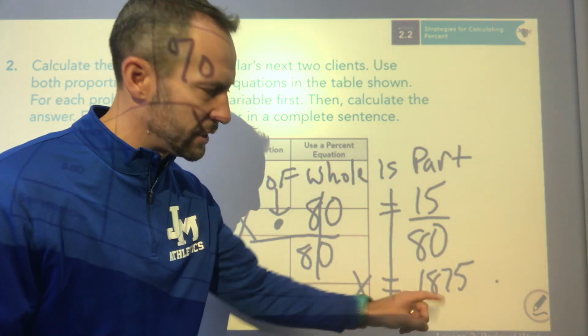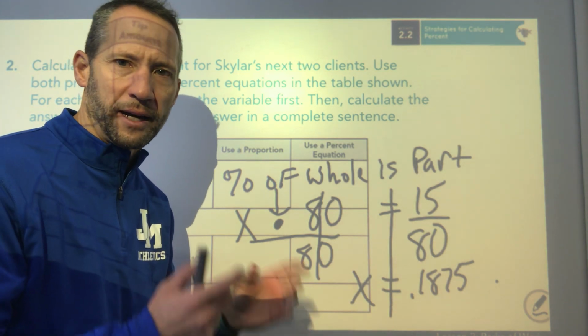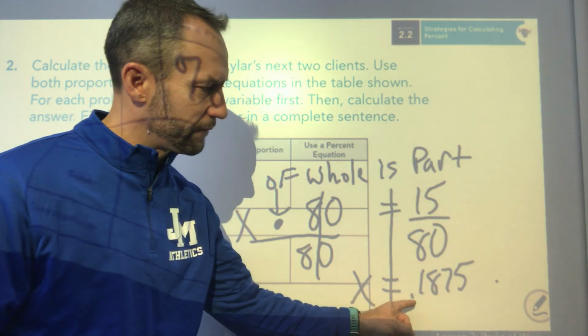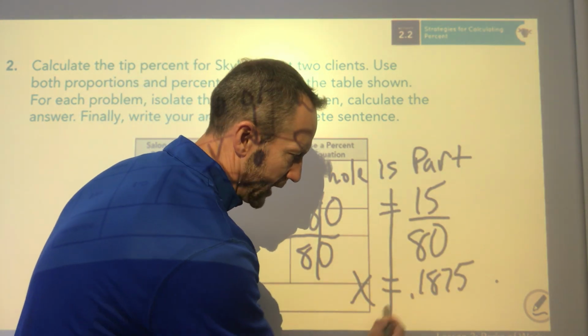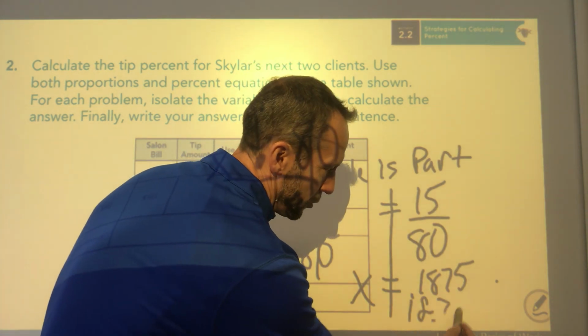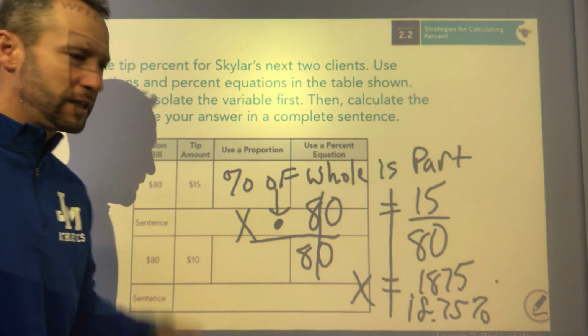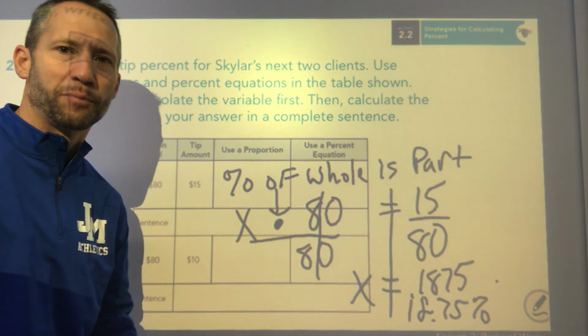Well, since I'm going from a decimal to percent, the math behind it is I'm going to multiply by 100. And that 100 stands for that percent again, per 100. So the shortcut for multiplying by 100 is all I have to do is move the decimal over 2 places. So my answer is 18.75%. So this individual who gave $15 on an $80 bill would have given 18.75%.